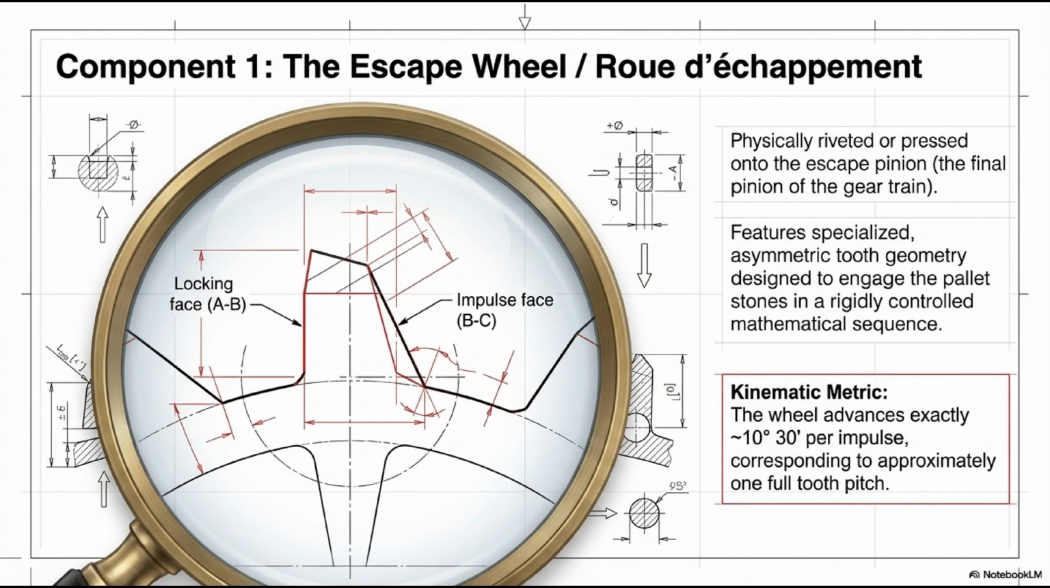In standard Swiss lever movements, the escape wheel advances approximately 10 degrees in 30 arc minutes per complete beat cycle, corresponding to precisely 1 full tooth pitch. With 15 teeth, the most common tooth count, the full wheel rotates 360 degrees in 15 beats, or 7.5 complete oscillations.